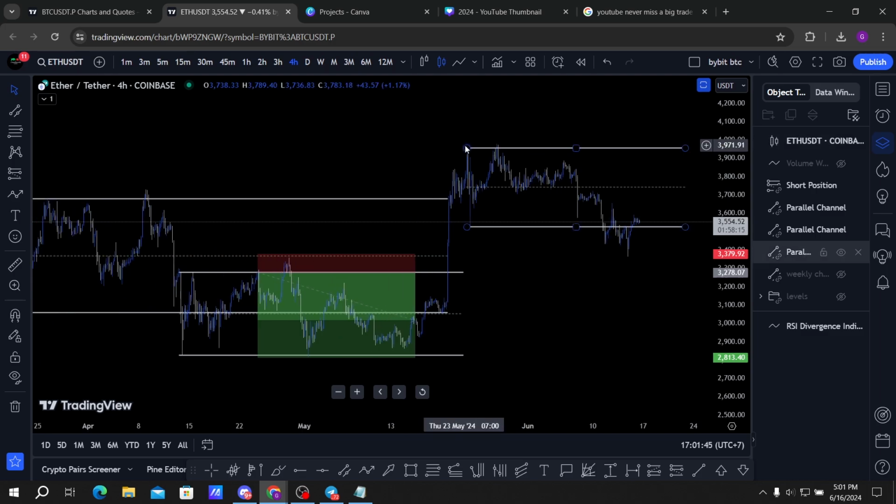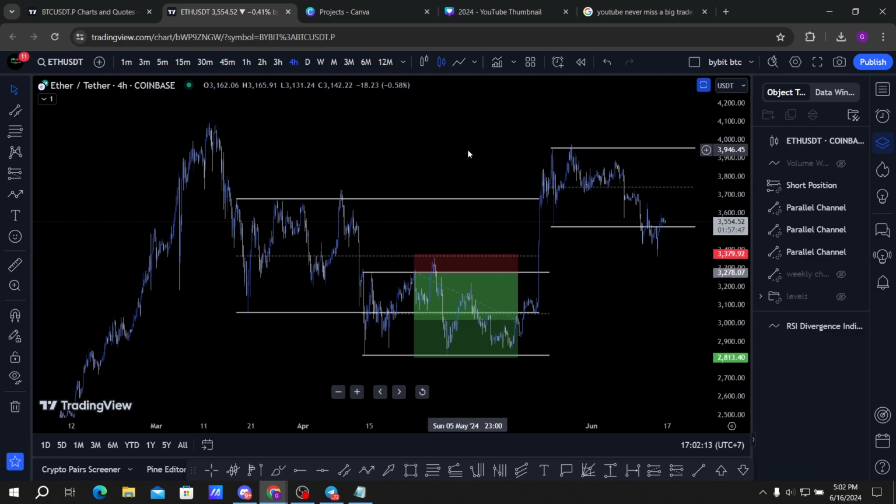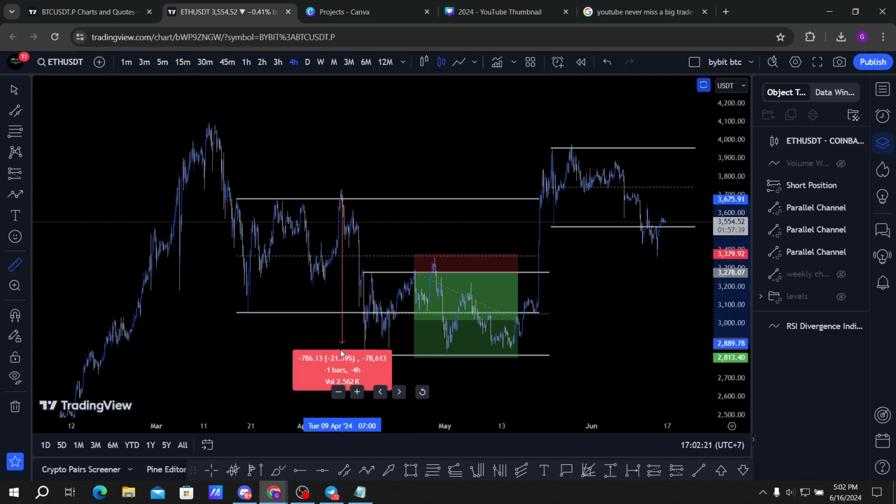Sometimes it works, sometimes it doesn't, but most of the time the price will go sideways more than it will break out. So you will have more opportunities to trade a local range than breakouts. Now, the title says never miss a big trade again. So you see this big move here from the high to the low.